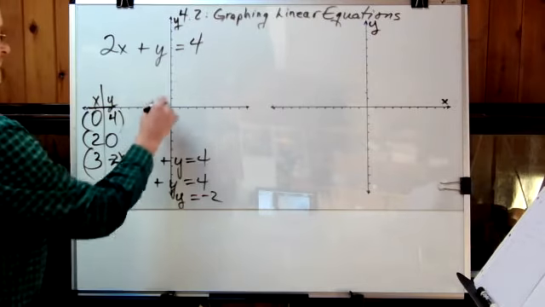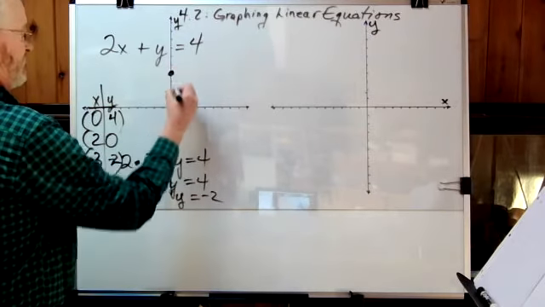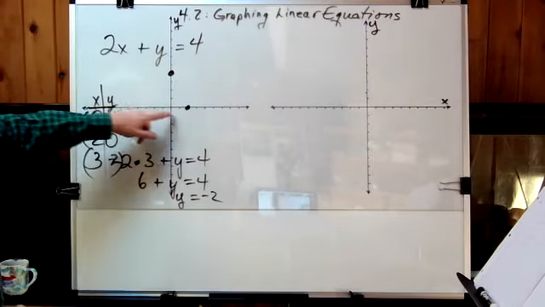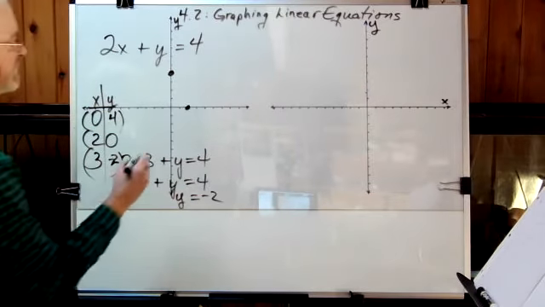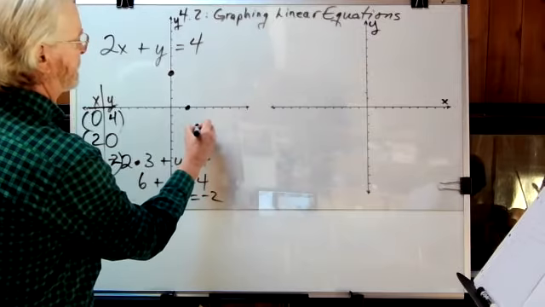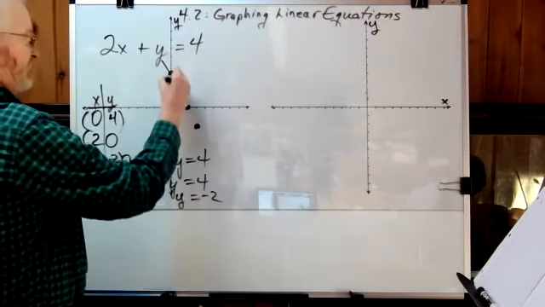0, 4; 2, 0; 3, -2. Yeah, I did okay. They're on the same line.